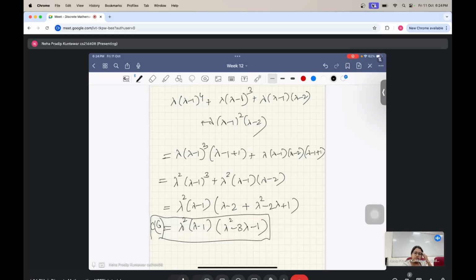Okay, so now again, if you just tell me what is the value of lambda, that is how many colors you have, then we can plug this into the formula, into the polynomial, and just get the number of colorings, the number of proper colorings that you can have, using this.